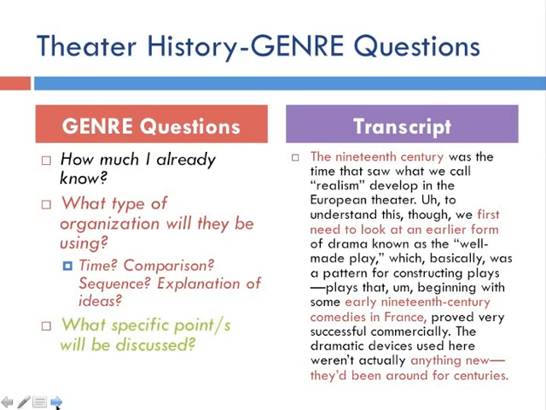Now let's look at the next point, which we'll highlight in green. Can we find out which specific points are going to be discussed? Well, at the beginning we notice that it starts off with the idea of realism, but then it turns to something a little bit different. It actually goes back in time to something called the well-made play. And then notice here at the bottom it talks about the particular dramatic devices. So we're going to learn the dramatic devices, or the basic concepts that are part of the well-made play.